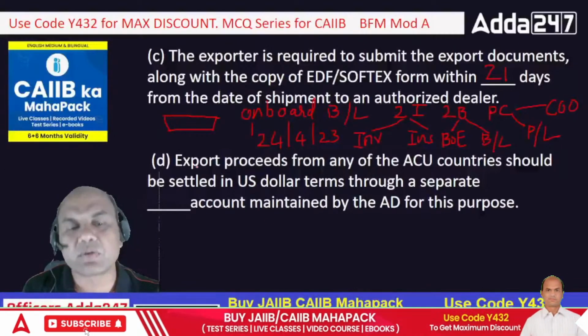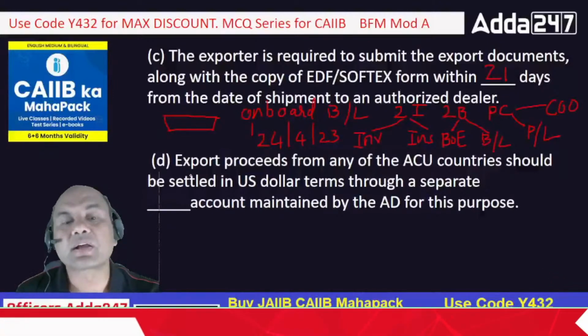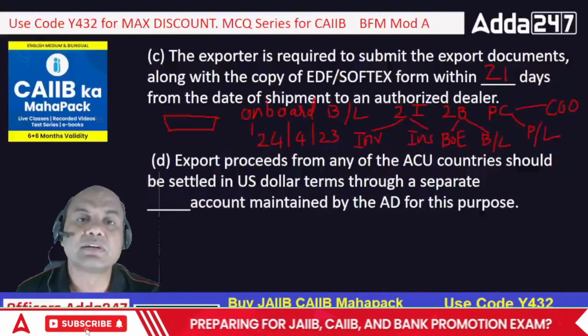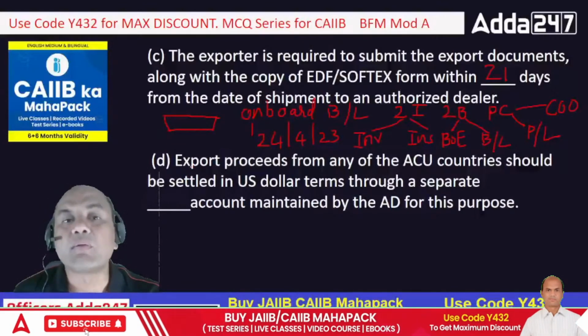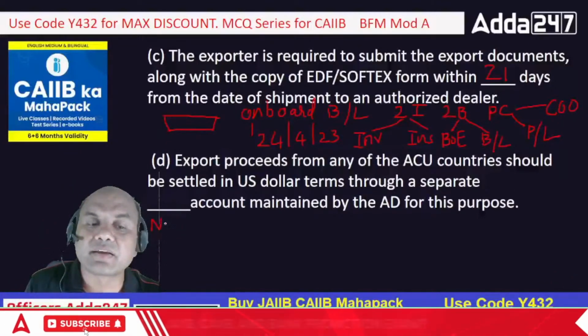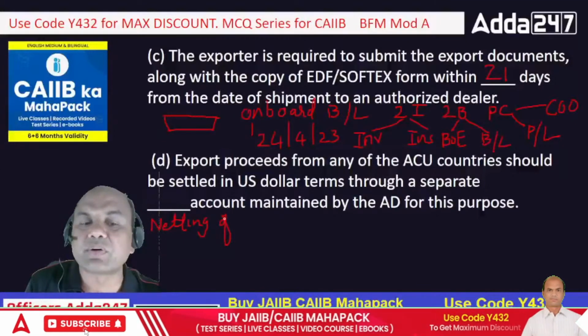Every trade you do in dollars is reported to the US. So the country has to pay commission on every dollar which is exchanged through the US. To avoid that, what do we do? We do netting off. This is called netting. Within our own countries, netting off. Okay, netting off means what?